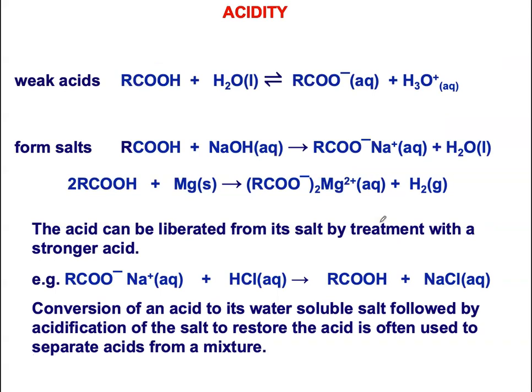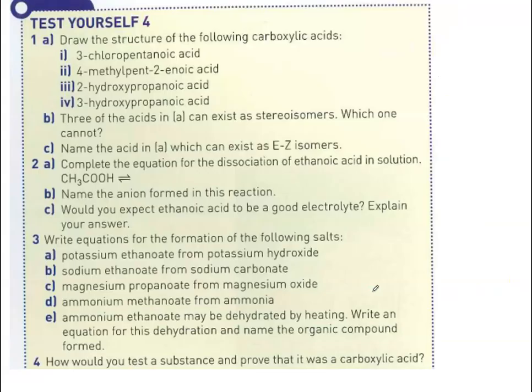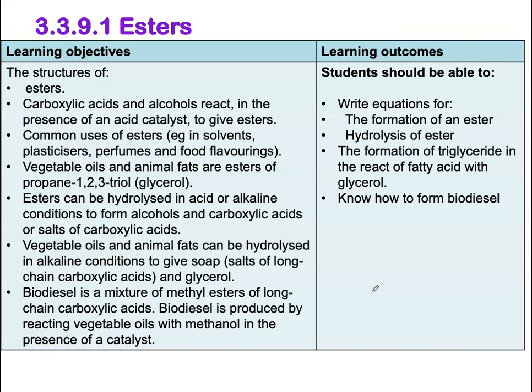Carboxylic acids are weak acids, and they dissociate into salt and hydrogen ions. This reaction here is important to note, because the salt that is formed when a carboxylic acid dissociates can react with HCl to reform the carboxylic acid and sodium chloride. Okay, now that's carboxylic acids.